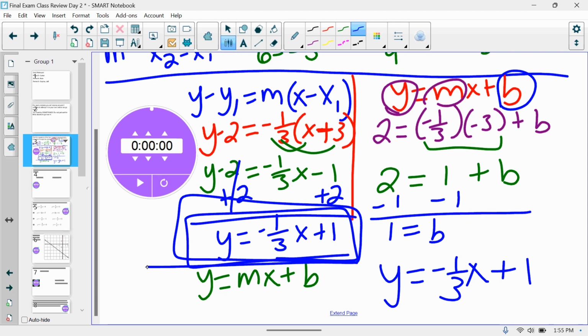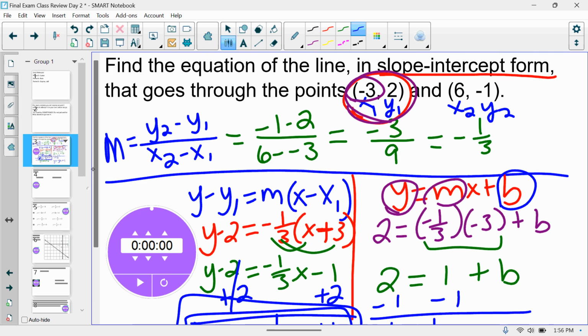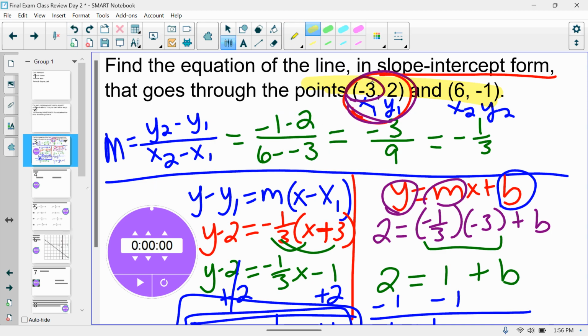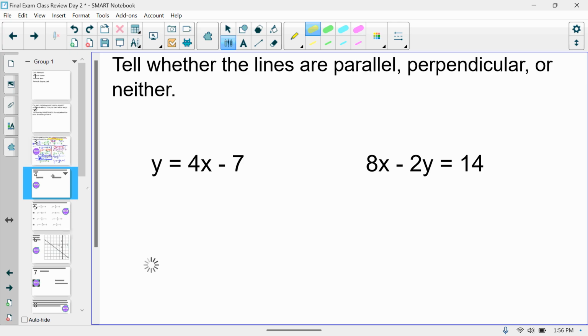Guys, a good way to check your work, if you're taking the final exam and you finish with a little time to spare, is to plug this into y equals on your calculator and look at the table. Both of these points had better be in the table, because if they're not, you did something wrong, since the line is supposed to contain both of those points. Okay, all right, moving on to the next one.